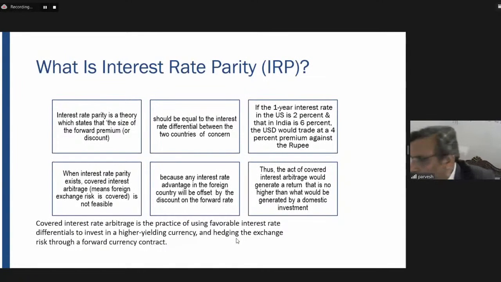So coming back to interest arbitrage. It means that the currency with the lower interest rate would be at a premium. Yes, exactly. So Vincent, what you are saying is absolutely right. The currency which has a lower interest rate or a lower inflation rate should always be trading at a premium.